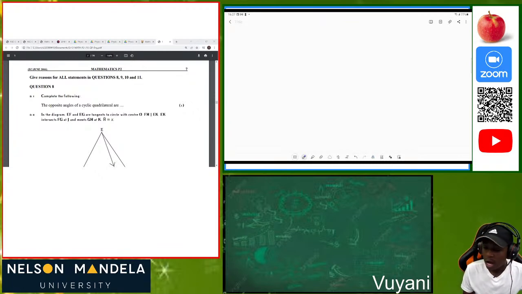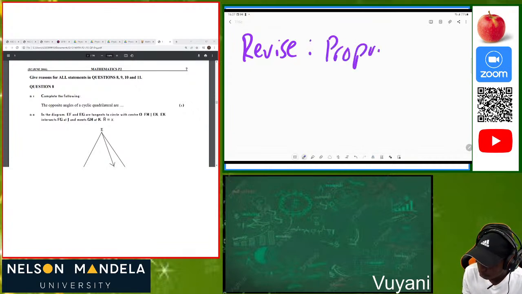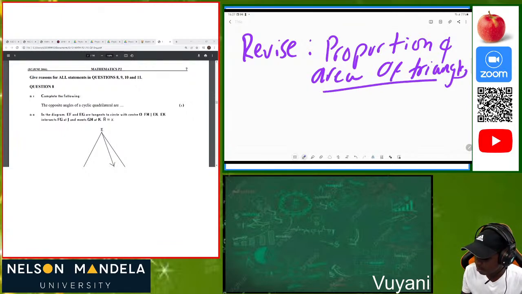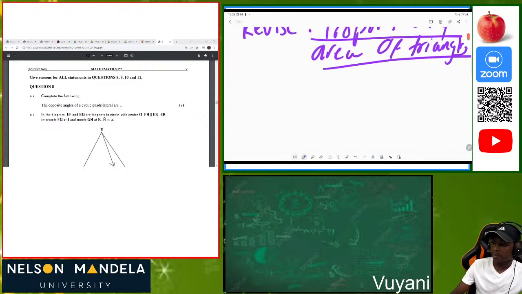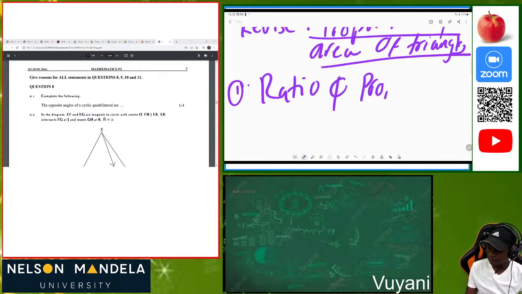First of all, I want us to revise and take a look at proportion and area of triangles. I'm just going to give you a small summary of grade 12 work. Number one, we have what we call ratio and proportion. So what is ratio and proportion? Let's just highlight ratio and proportion.